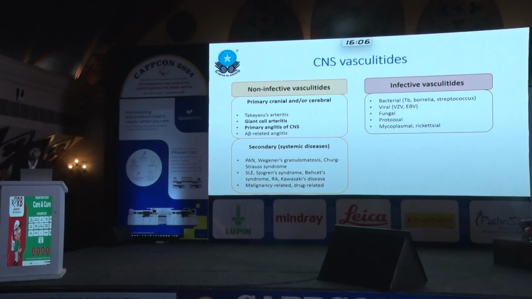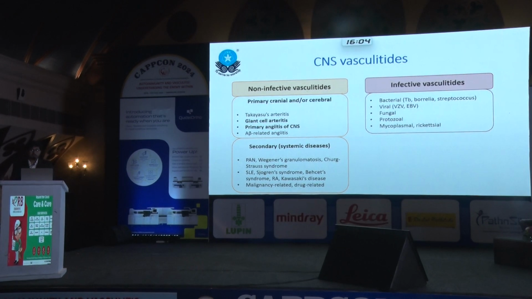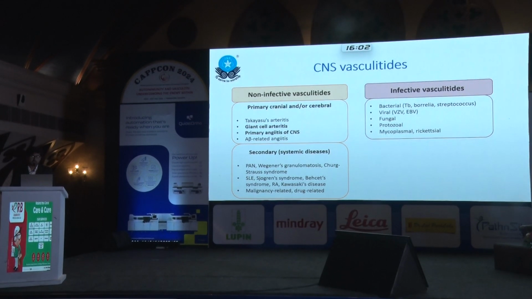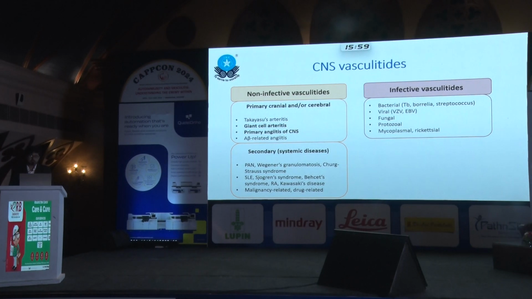They can be classified broadly etiologically into non-infective and infective conditions. Non-infective vasculitis includes primary cranial or cerebral vasculitis and secondary vasculitis due to some systemic disease. Among primary conditions, the most common ones are giant cell arteritis and primary angiitis of the CNS. There can be Takayasu or beta amyloid related angiitis. Secondary causes include PAN or ANCA-associated vasculitis and various types of connective tissue diseases. Certain infections, bacterial, viral, fungal, protozoal and others, can also present with vasculitis.